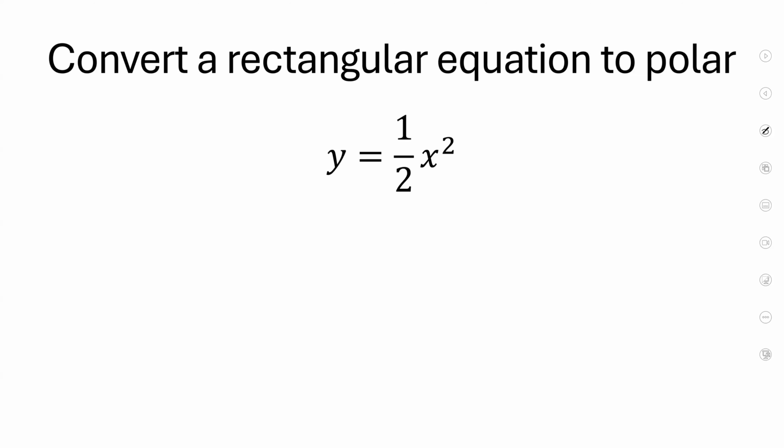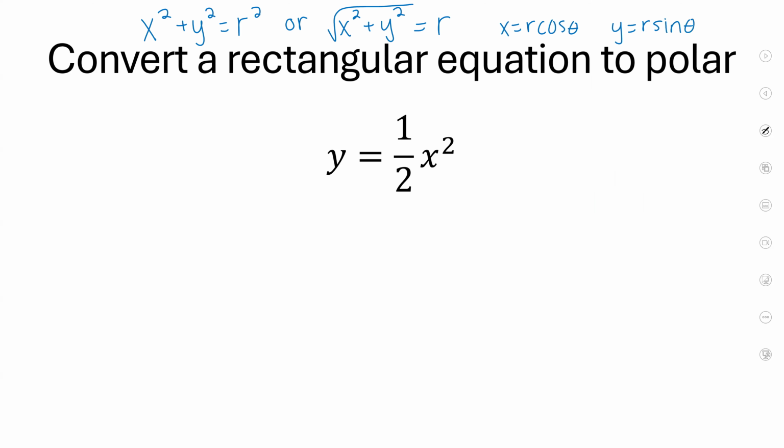We're going to convert from rectangular equations to polar equations. So just a few reminders. The formulas you're going to have to memorize are that x squared plus y squared equals r squared. You could also write it as this. Also, x is equal to r cosine theta, and y is equal to r sine theta. These are some things that you just have to keep in mind for this lesson.